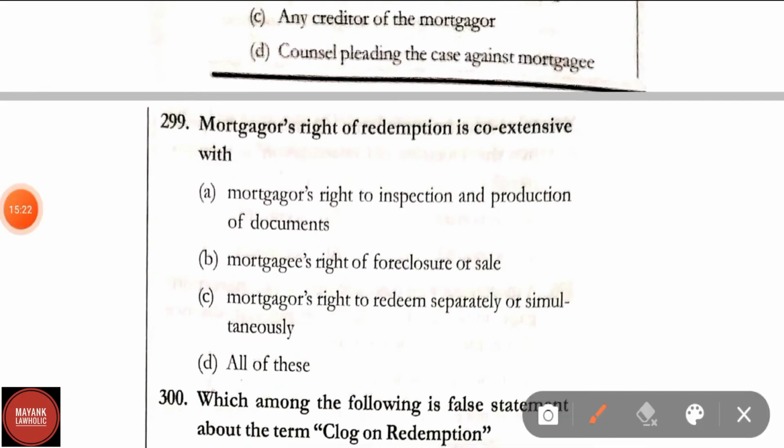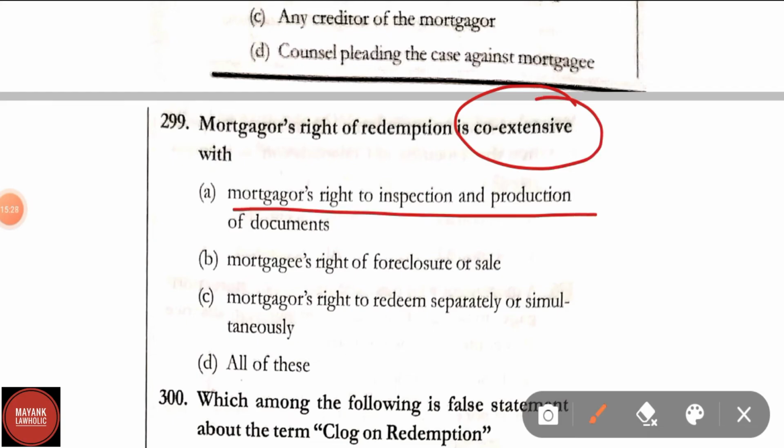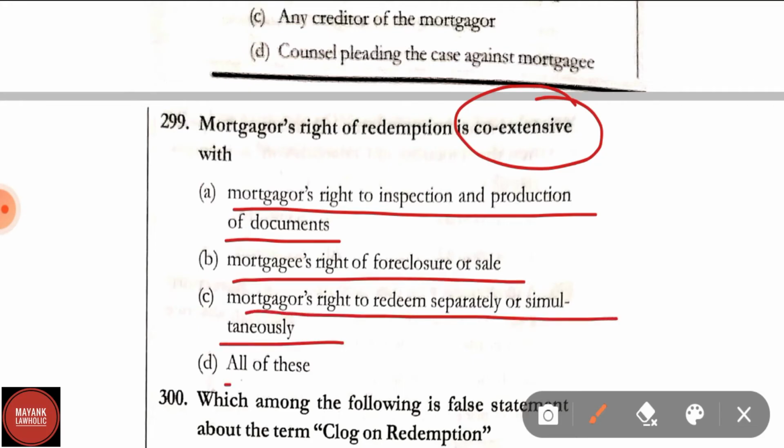Question number 299. Mortgagor's right of redemption is coextensive with, options are mortgagor's right to inspection and production of documents, mortgagee's right for foreclosure or sale, mortgagor's right to redeem separately or simultaneously, and option D, all of these. Here correct answer is option B, that is mortgagee's right of foreclosure or sale.